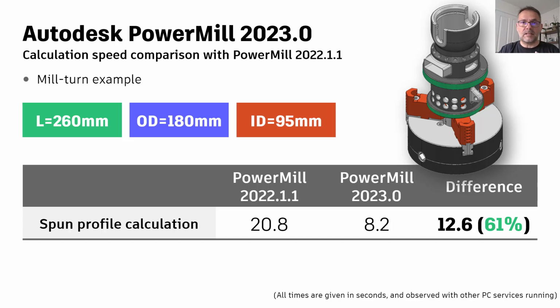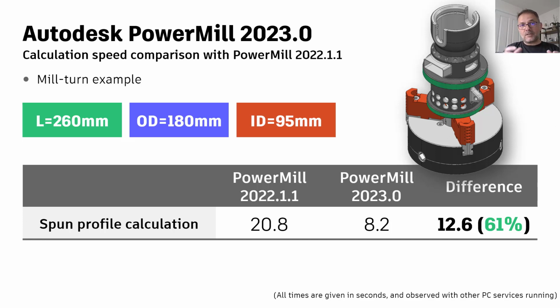You can see there are bosses and lugs and different features that are poking out at different angles. The spun profile calculation allows us to calculate a swept profile that fully encapsulates that part when it's rotating. Look at the difference in calculation times here between PowerMill 2022 and PowerMill 2023. I know this is a quick toolpath, but we've reduced from nearly 21 seconds down to 8 seconds. That's nearly a 13-second time saving, or 60+%.